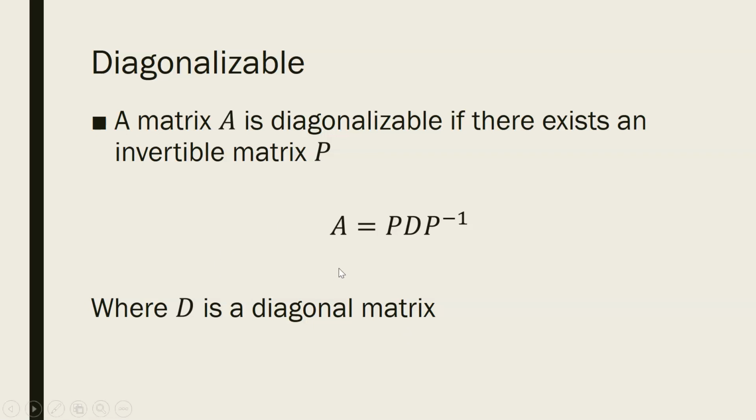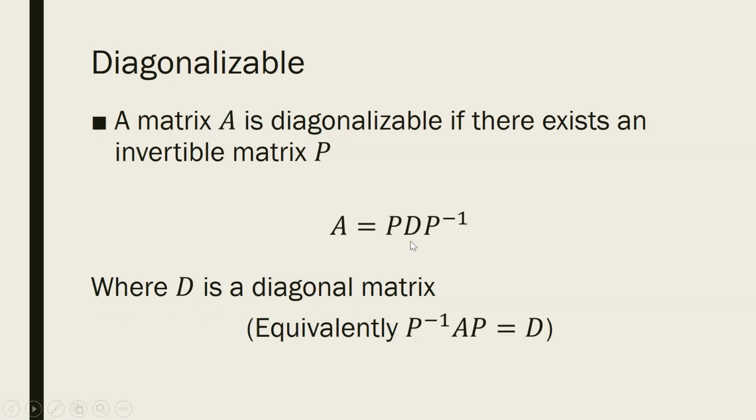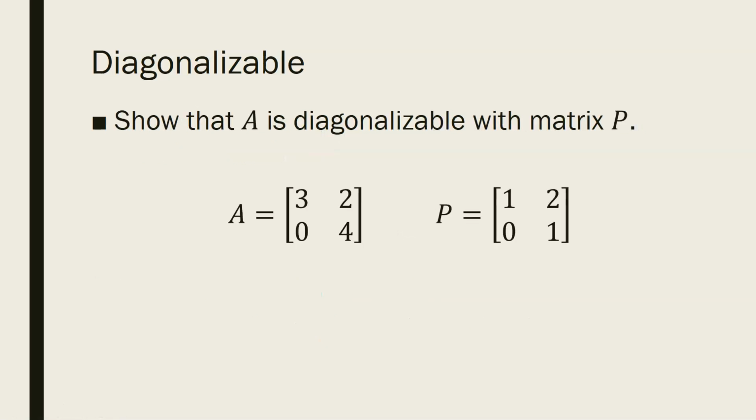So that's the idea of diagonalizable. And when it asks you to find out if A is diagonalizable, what it's asking you to do is try to find the matrix P and find the diagonal matrix D. By the way, equivalently, we can say that A is diagonalizable if we can multiply some matrix P inverse times A times P in this way to give me a diagonal matrix.